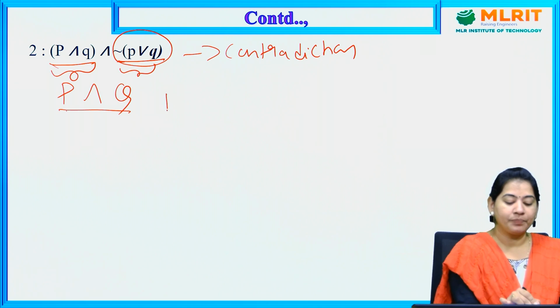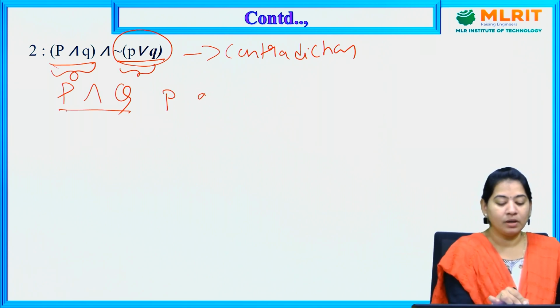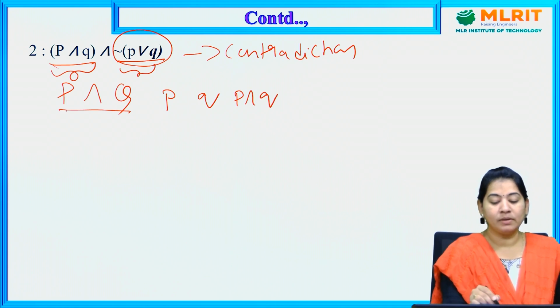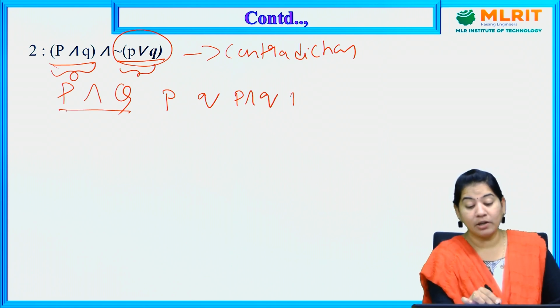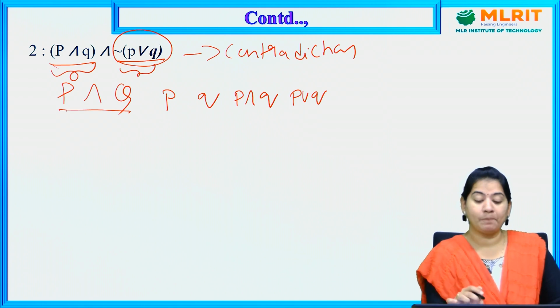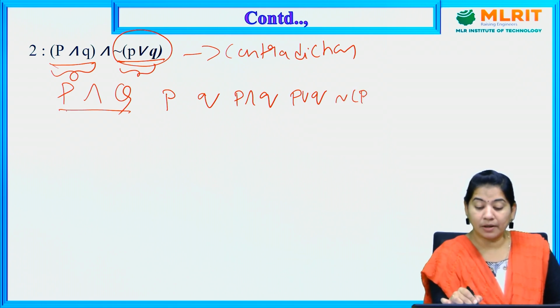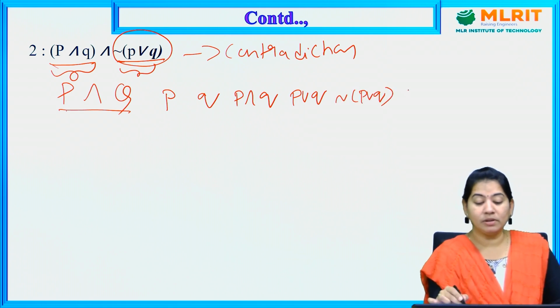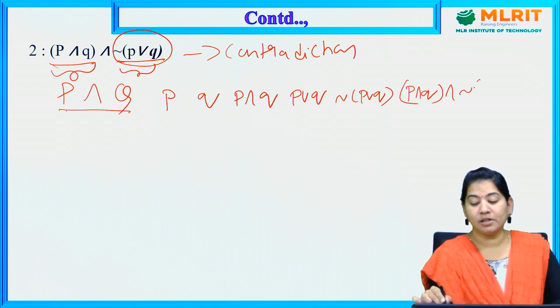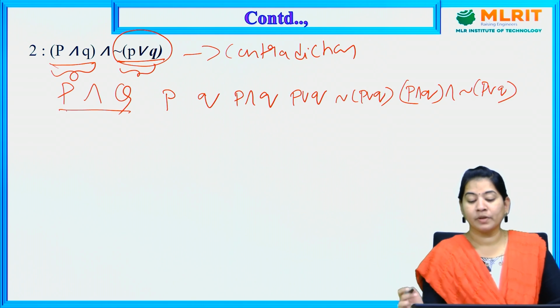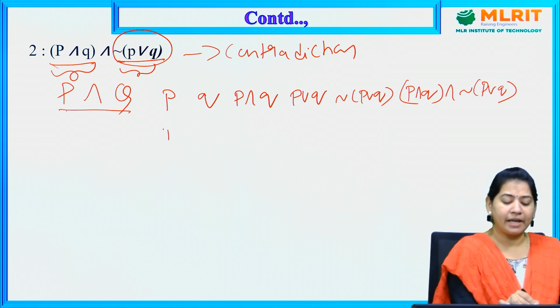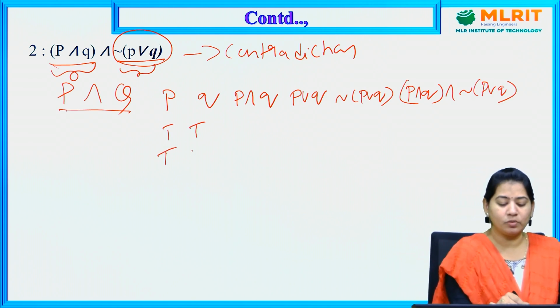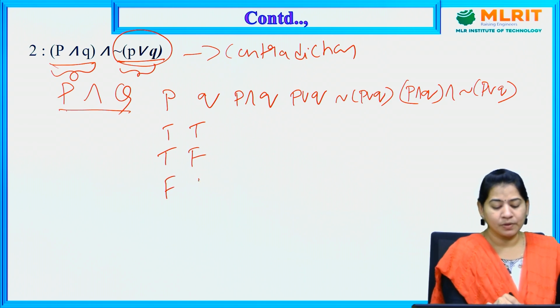Here first the P variable, Q variable, next P and Q, and here we need to find out P or Q also. Next negation of P or Q, and also the last column is the whole P and Q and negation of P or Q. So here the same 4 possible combinations: true, true, true, false, false, true, false, false.